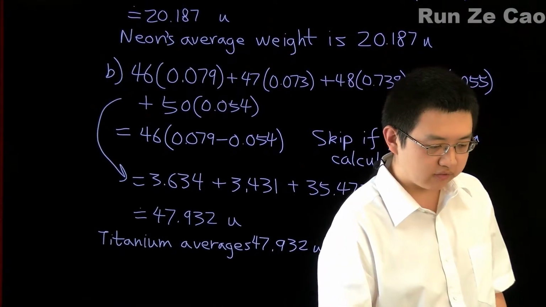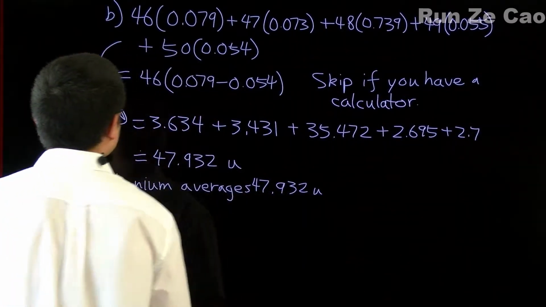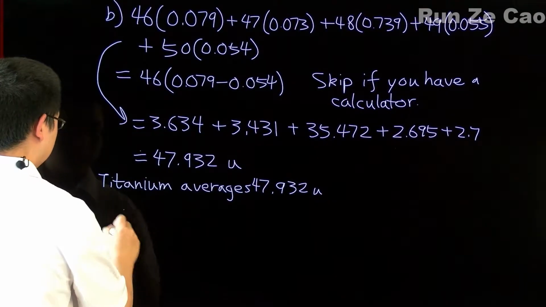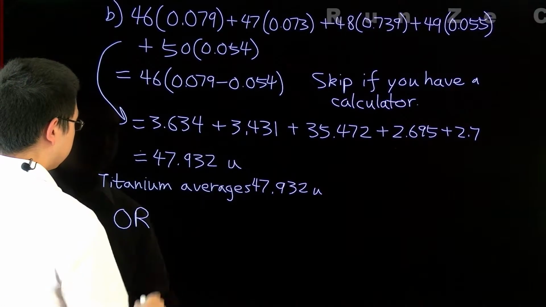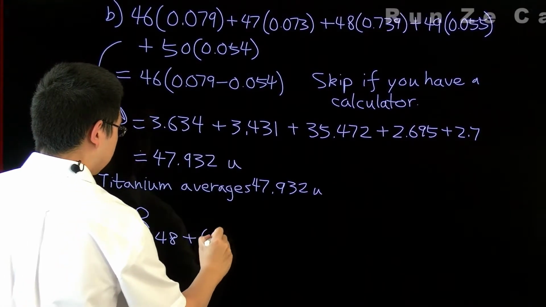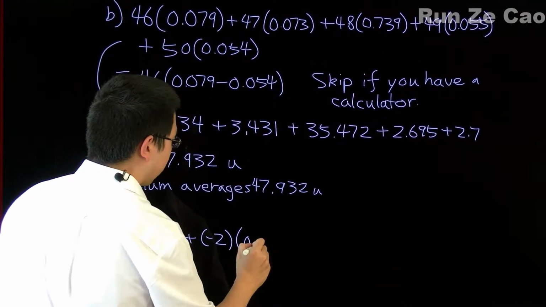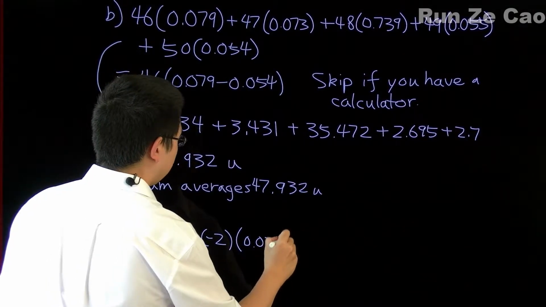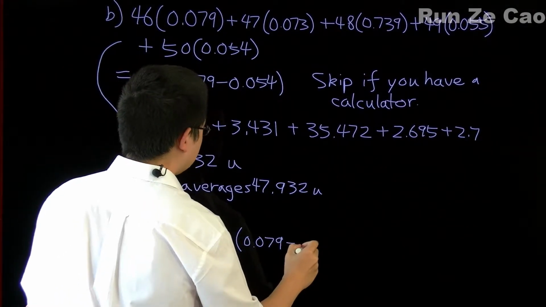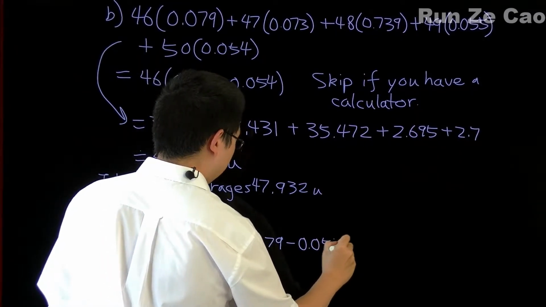Now, the alternative method looks exactly like I just described, which is to say 48 plus -2 times 0. There is no guarantee, though, that your teacher is going to understand what you're actually doing unless you explain it in words.